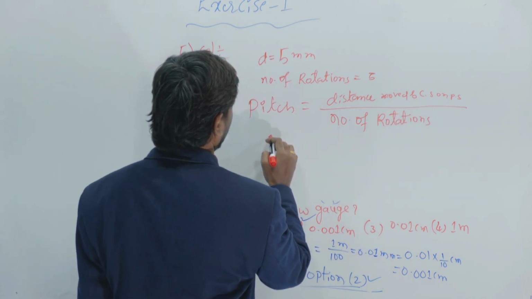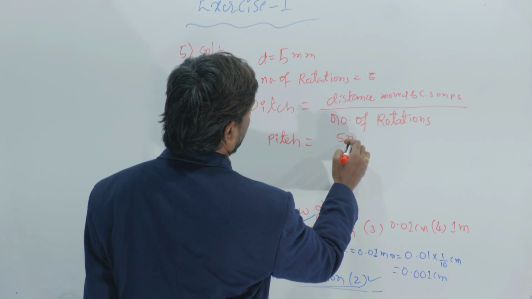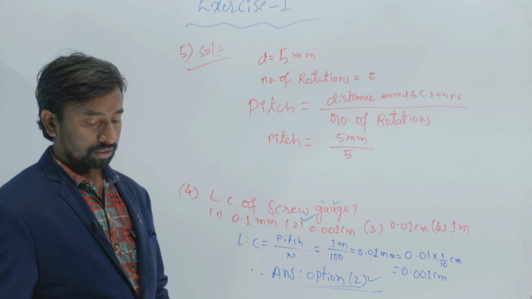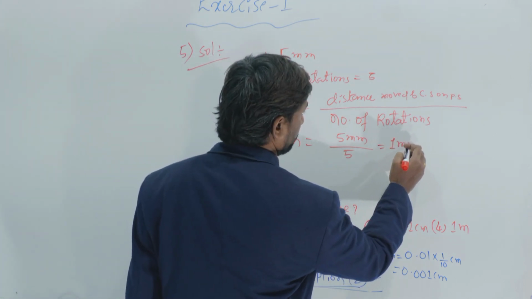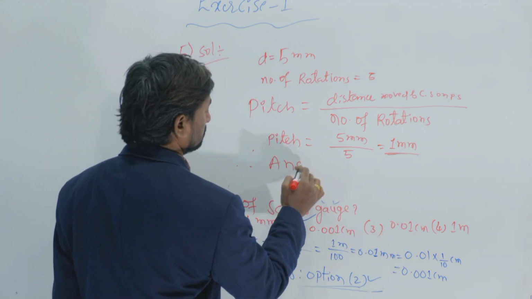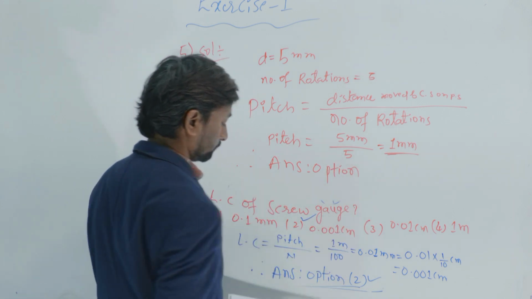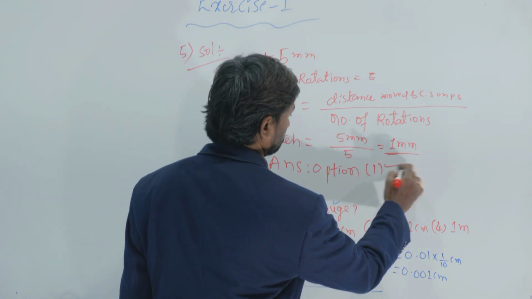So now here we'll get the pitch. Pitch is equal to the distance moved, which is 5 mm, divided by the number of rotations, which are 5. How much do you get there? 1 mm. So therefore the answer is option 1. Option 1 is the correct one.